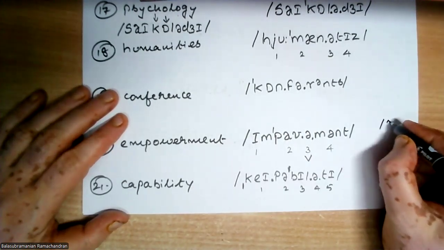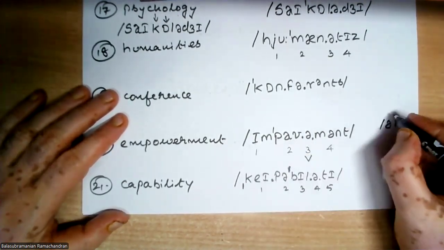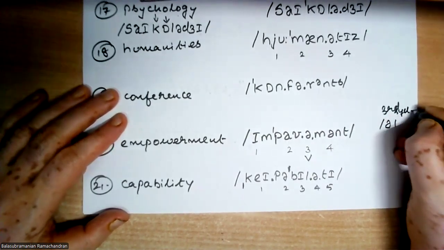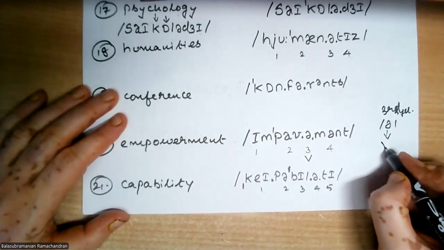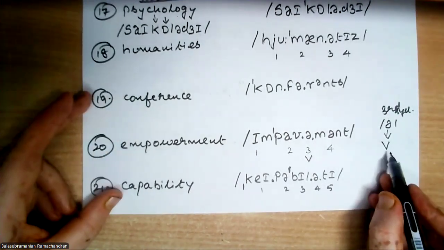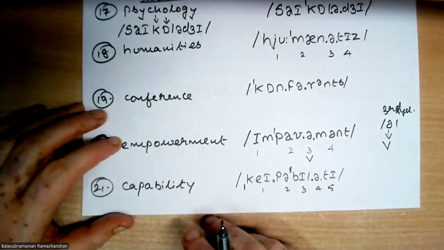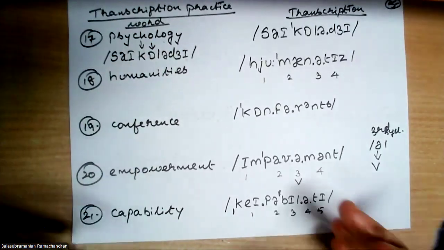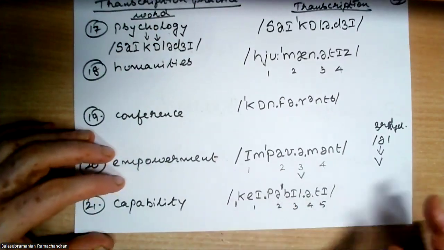So for this 3rd syllable, 1, 2, 3, the structure is only V. The syllable structure is V. There are no consonants in front. There are no consonants after. So you can practice it like this also. No problem. You can practice syllable structure as you are transcribing.